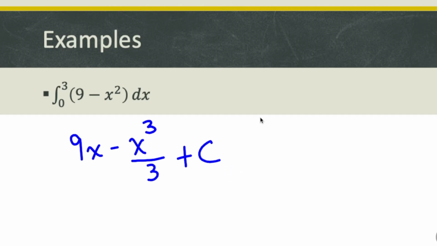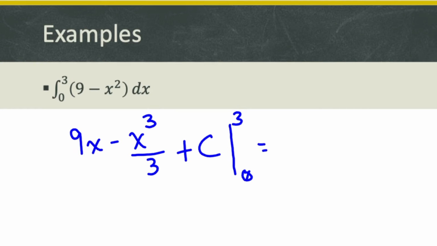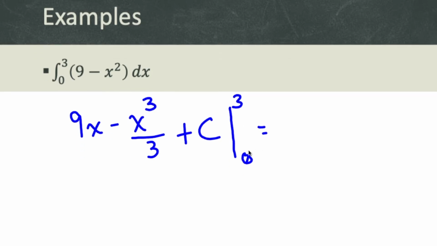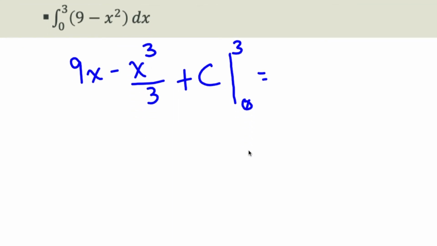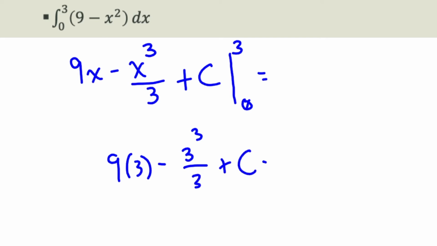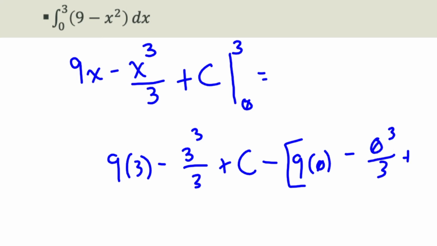So, the notation here is we put a little vertical line, and we go from 3 to 0. Which means I'm going to plug 3 in for x, and then minus plug in 0 for x. So let me jump down here to do that. So 9 times 3 minus 3 cubed over 3 plus c, I don't know what c is, minus, plug in 0. 9 times 0 minus 0 cubed over 3 plus c.